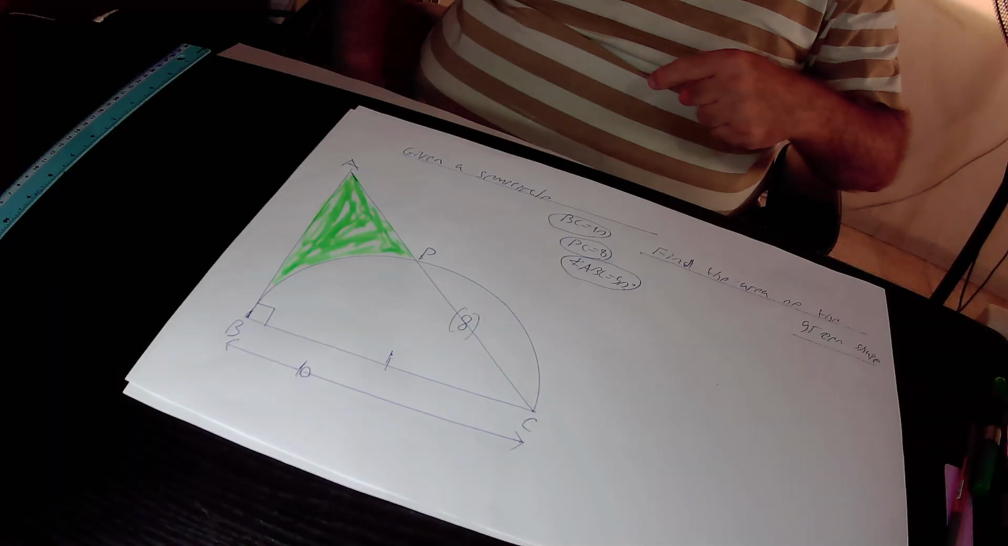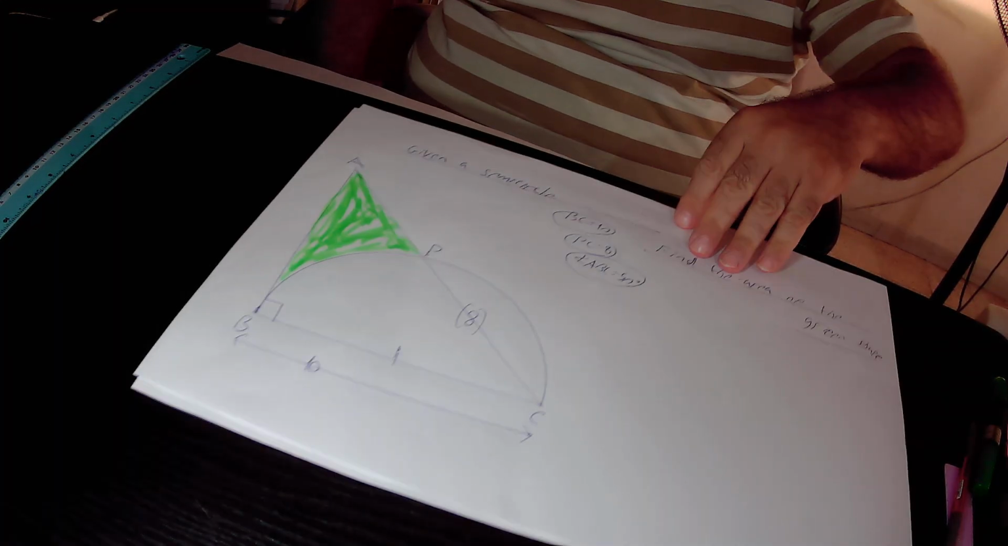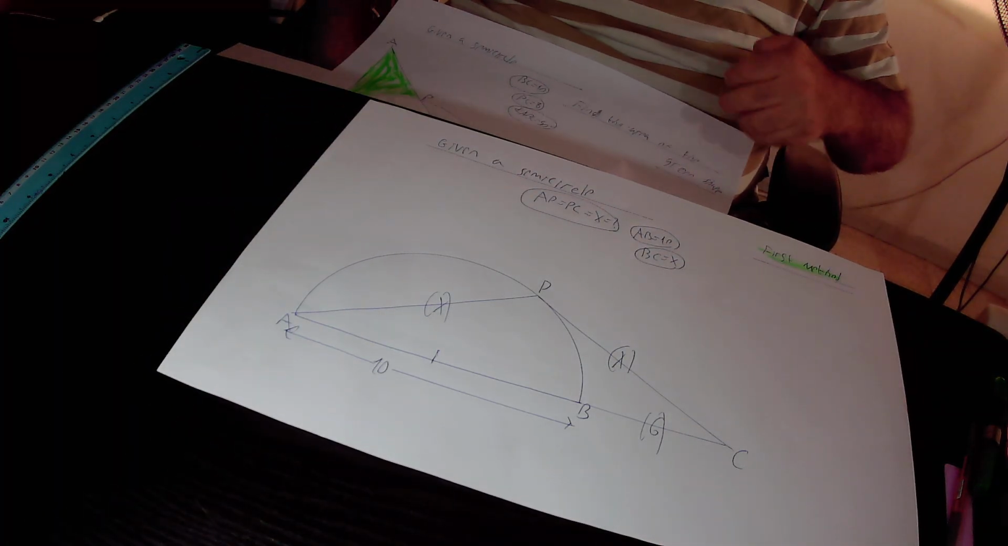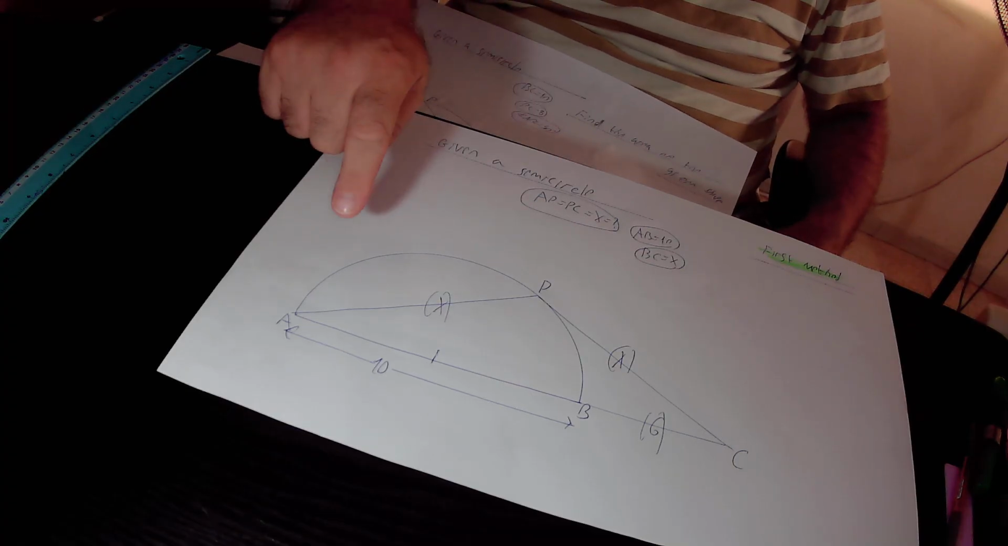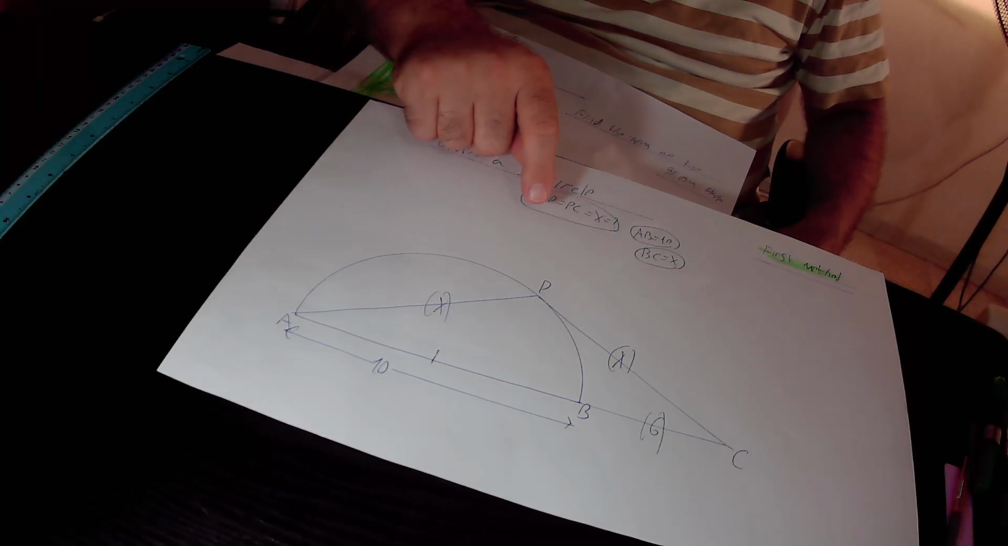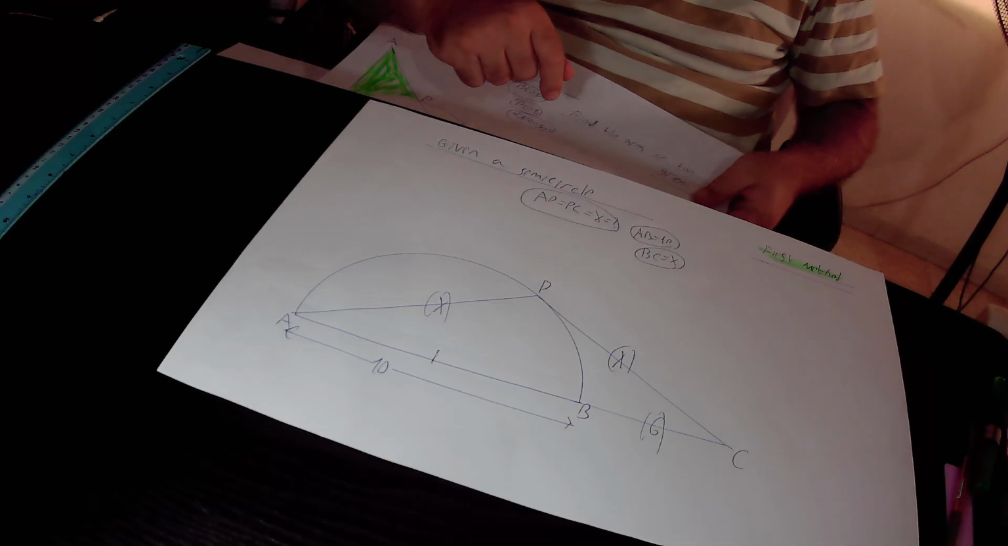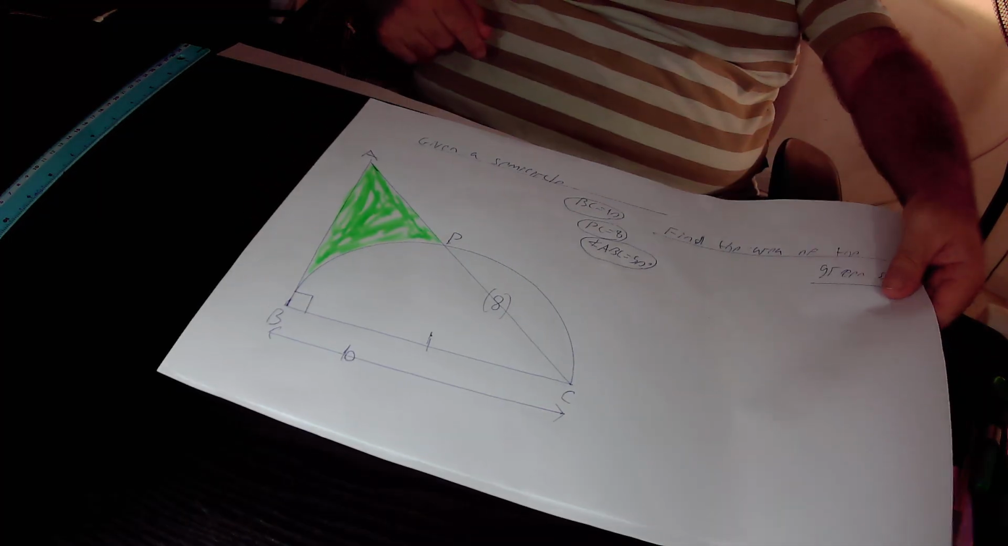And now in this lecture we'll answer two questions. In the first question we find out the area of this green shape. In the second question we find out the length of this line segment AP that is equal to x using two different methods. So we'll start with the first question.